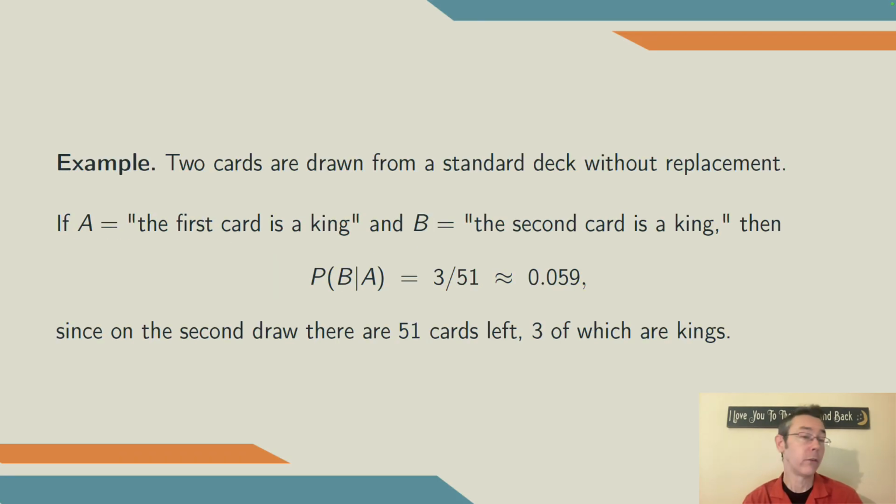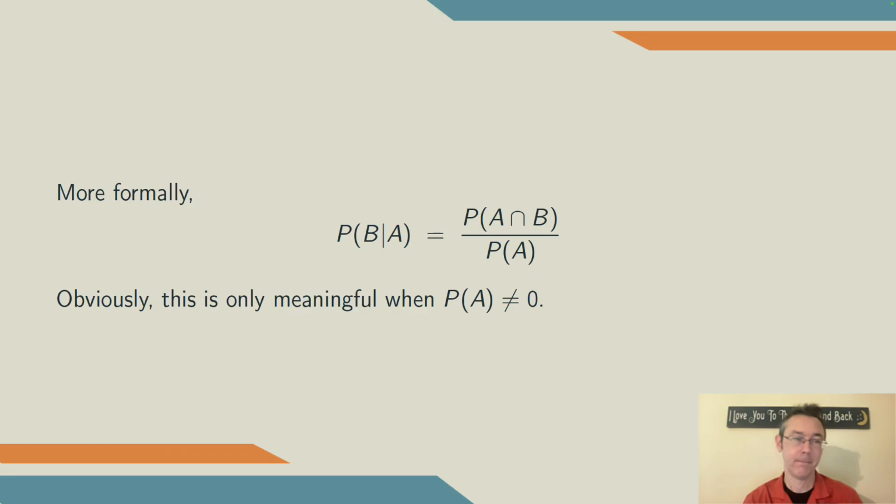For instance, suppose we draw two cards from a standard deck without replacement. Let A be the event the first card is a king, and B the event that the second card is a king. The conditional probability of B occurring, given that A has occurred, is 3 in 51, because after the first card has been drawn and turns out to be a king, there are 3 kings left out of a total of 51 cards. So that probability ends up being about 0.059.